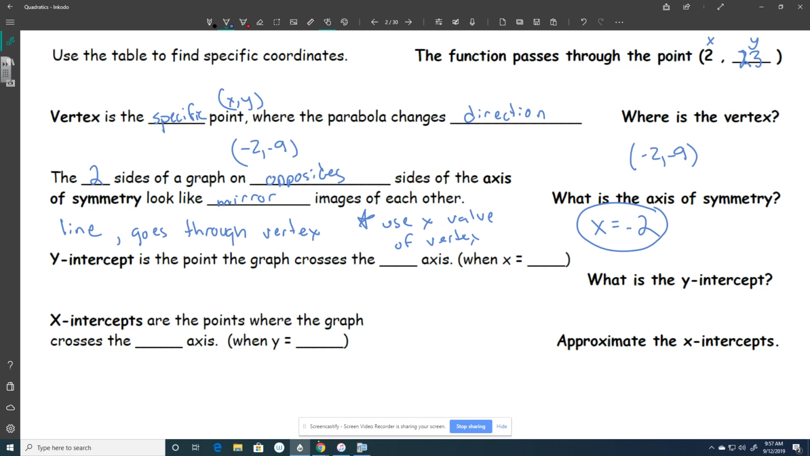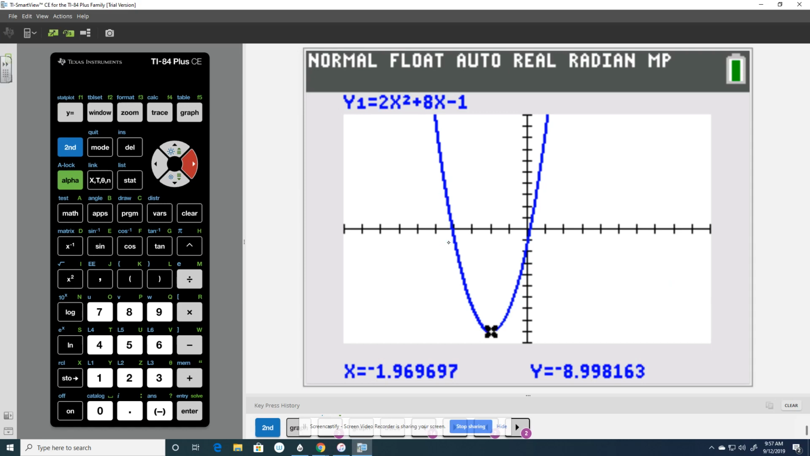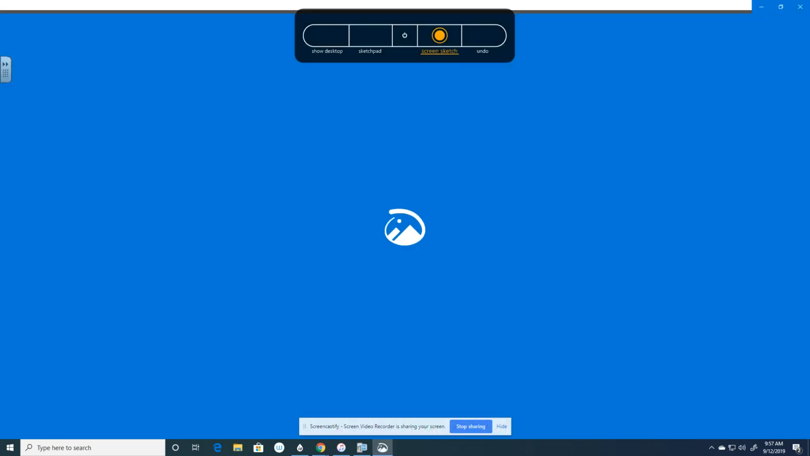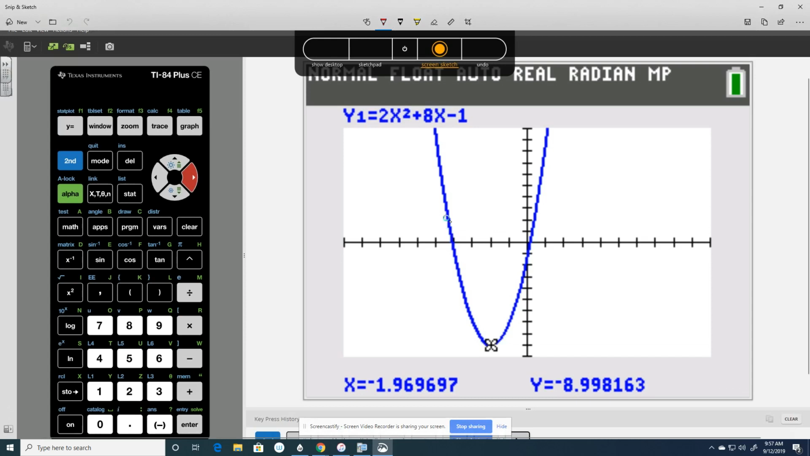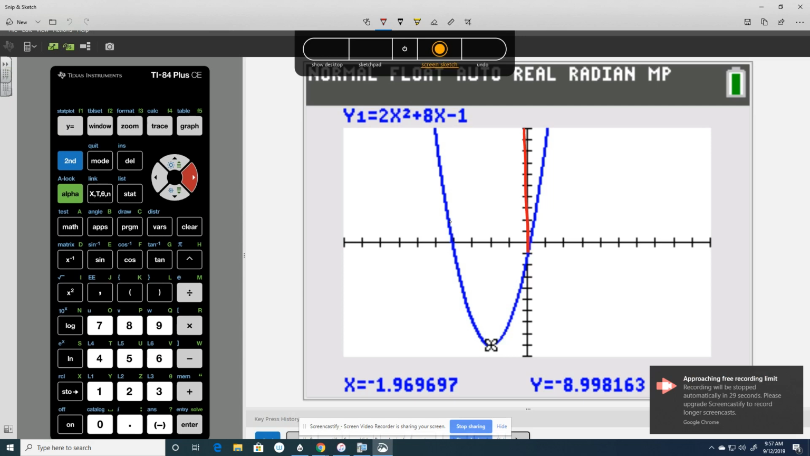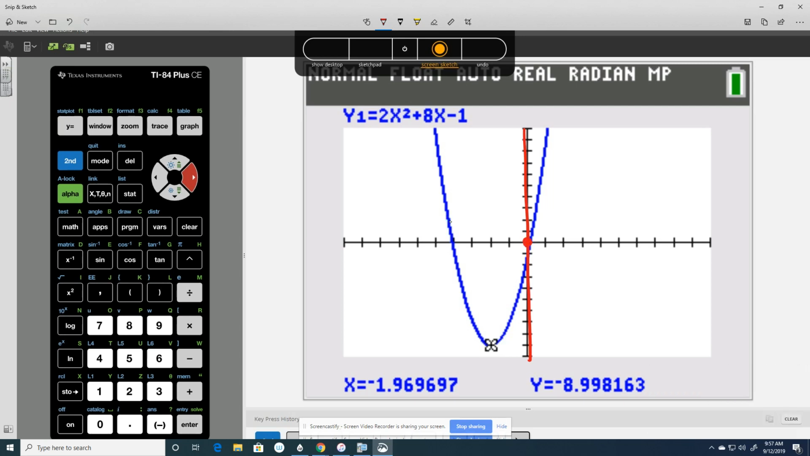The y-intercept is the point of the graph that crosses the y-axis. So it's a point on the graph where my picture crosses the y-axis, which means that x is going to equal 0. So going back to our graph right here, I'm looking for the point where, remember, this is my y-axis right here. And I'm looking for the point where we cross that y-axis right here.